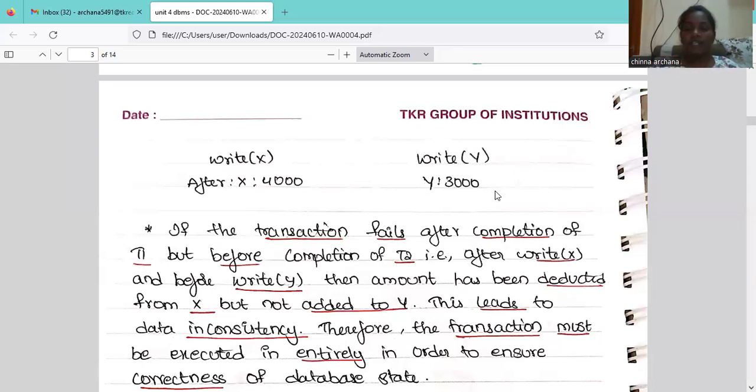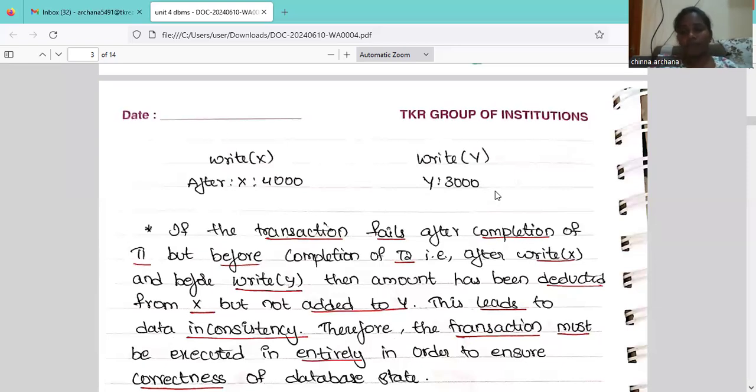Actually, before the transaction and after the transaction, the data should be matched. There should be consistency in the data. If 1,000 rupees is debited from the X account, it has to be credited to the Y account. That is the reason. In a transaction, the complete instructions should be executed, or else none of the instructions should be executed. We have seen how, if the transaction fails, the data leads to inconsistency.